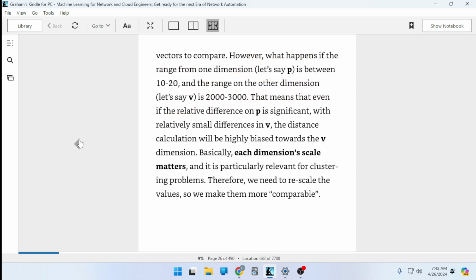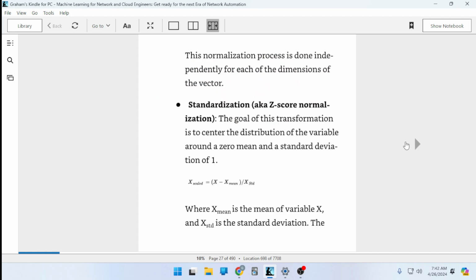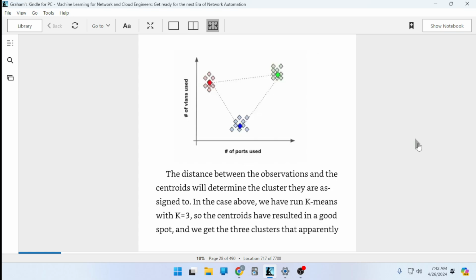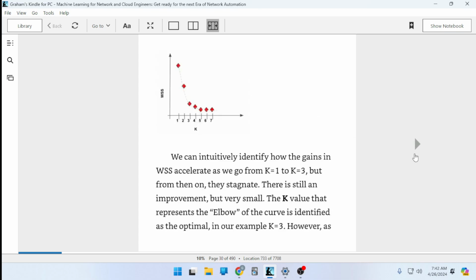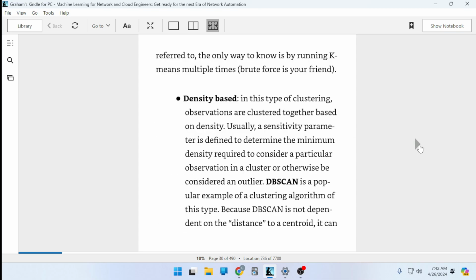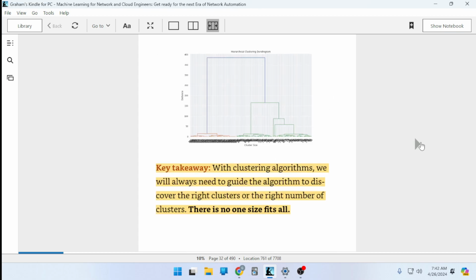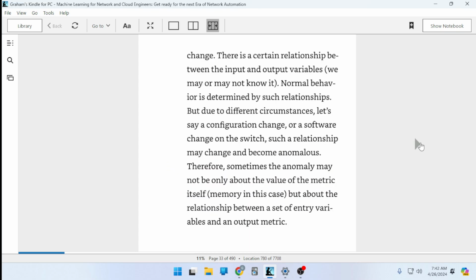We learned about rescaling the data to make values more comparable. A way to do that is normalization, also known as min-max scaling, and standardization, also known as z-score normalization. So a lot of really advanced stuff. This book says that it's not meant to be advanced. It's meant to be intermediate at most for data science. But data science is a very math-heavy subject.